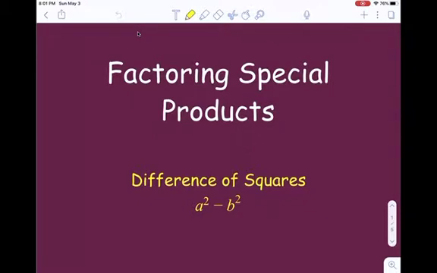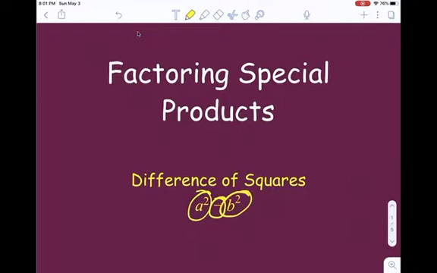So we're going to start with, and the name of the lesson is Factoring Special Products. We're going to start with difference of squares. So you've got to remember what difference of squares are. A difference of squares is anything where you wind up with 2 terms. It's a difference, so there's going to be a subtraction sign in the middle. And you only have 2 terms after you multiply it out.